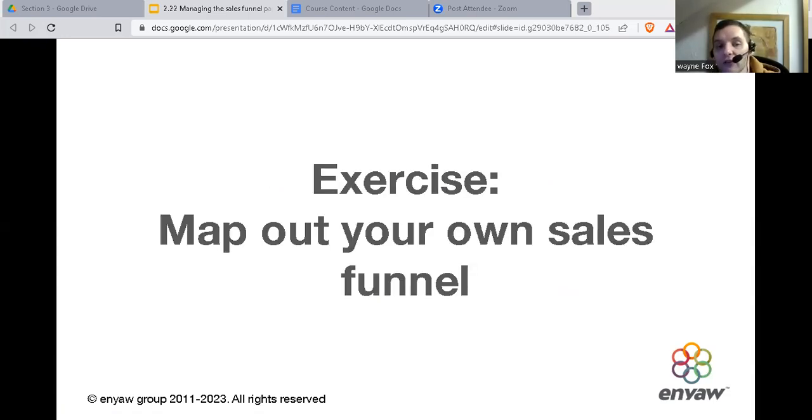So the exercise, take a few minutes to plan out your own sales funnel. What are each of the stages that your inquiries come through? And then think about how you might improve the conversion rates on those last few stages in the funnel.